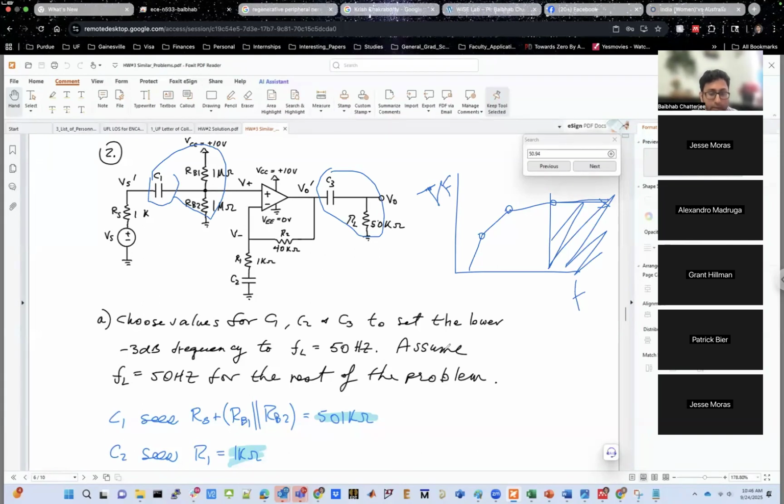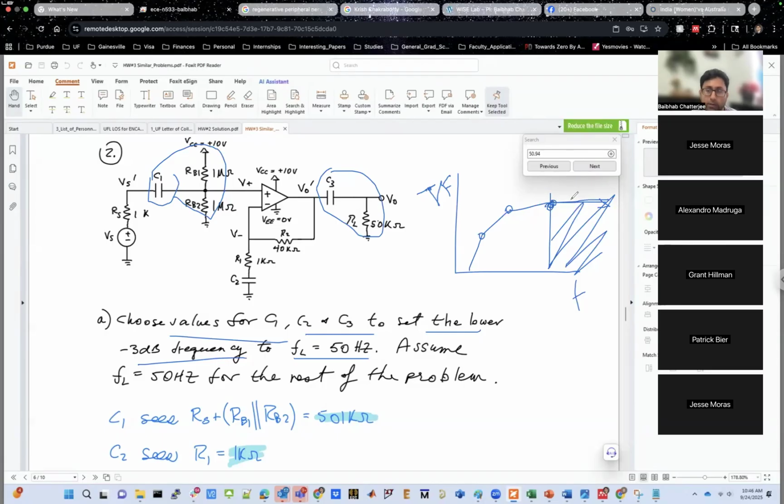So in this case, in the question, it is asked that you have to choose values for C1, C2, and C3 to set the lower cutoff frequency, or the lower minus 3 dB frequency, to 50 Hertz. Why is it called the lower cutoff frequency? Because you have a high-pass filter, so you only have a cutoff on the lower side of frequency. So you want to set your dominant pole at 50 Hertz. The other poles can be at some other locations. Let's say you don't care about those because you want to create a first order system effectively.